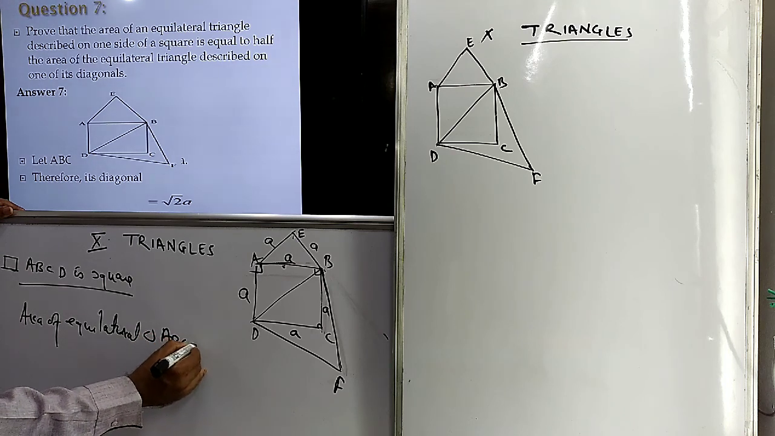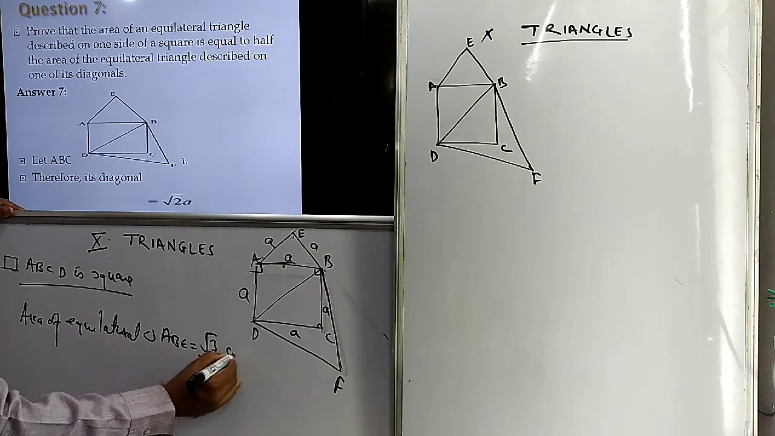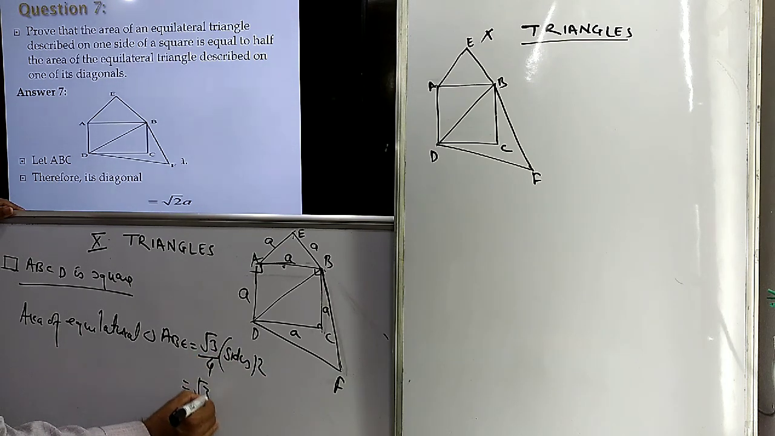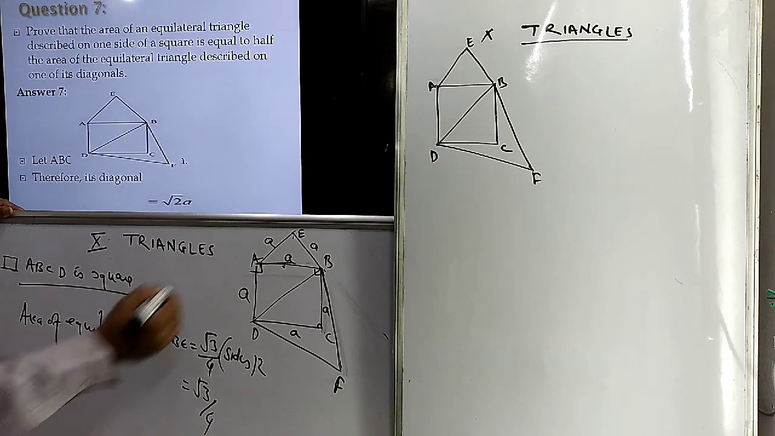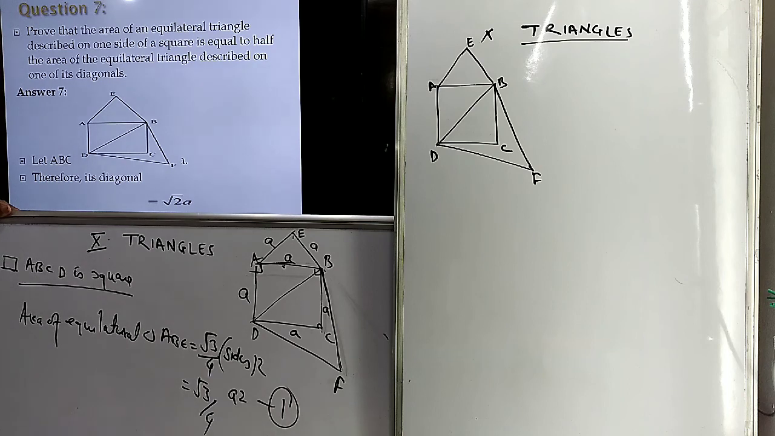So the area of equilateral triangle ABE is equal to root 3 by 4 into side square. Root 3 by 4 into side square means root 3 by 4 into A square. This is equation number 1. The area of this equilateral triangle ABE is equal to root 3 by 4 into A square.